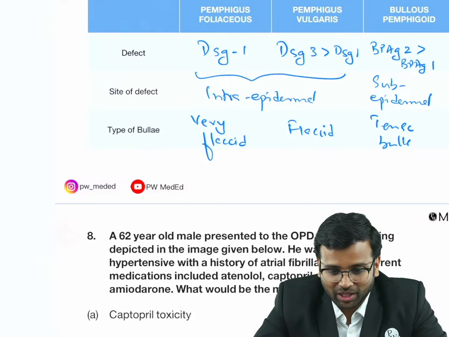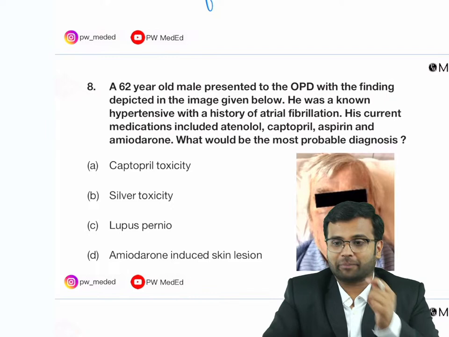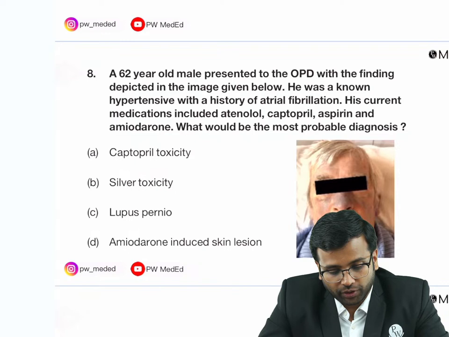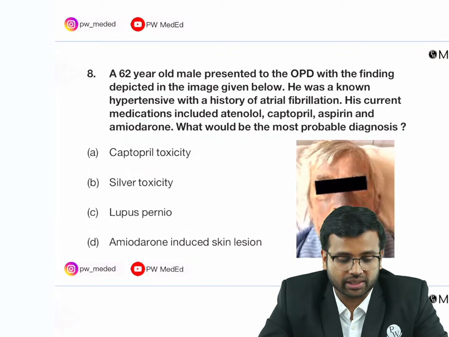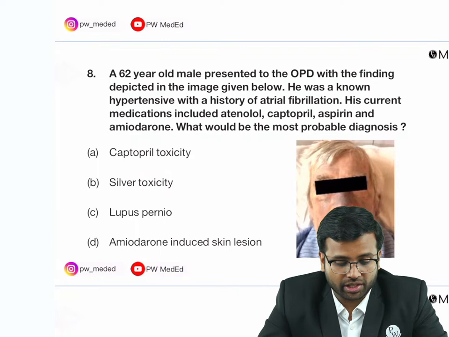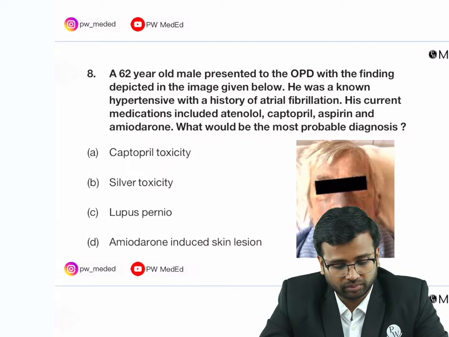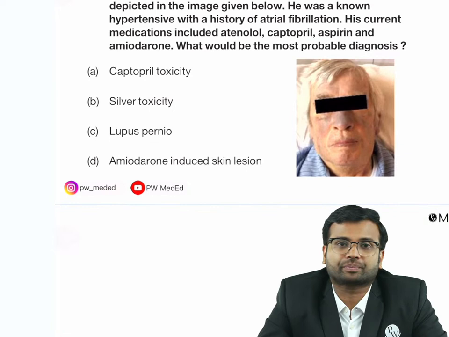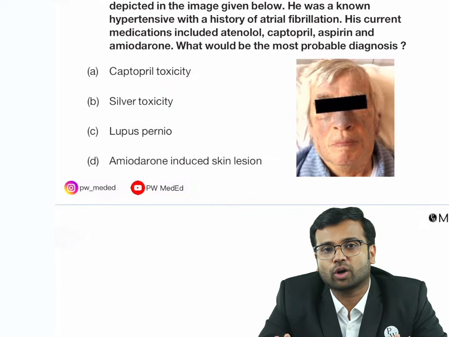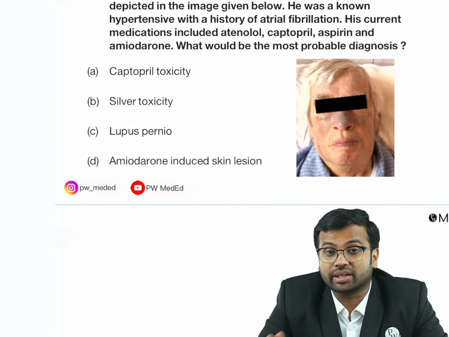Good. So now let's see the next question: a 62-year-old male patient presents to the OPD with the finding seen in this image. He was a non-hypertensive patient with a history of atrial fibrillation. His current medications include atenolol, captopril, aspirin and amiodarone. What is the probable diagnosis? Now, I'll just show you this image as well. We have an elderly patient who is taking multiple drugs. This probably is a drug reaction that they are asking about. And then what is the correct diagnosis here?